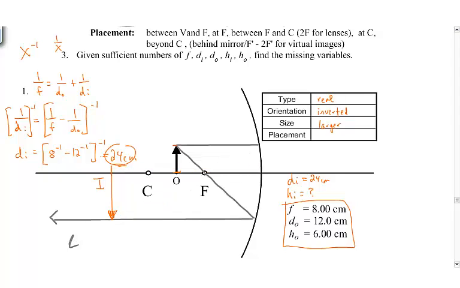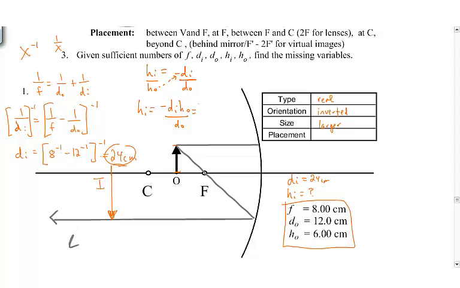Next up, let's find the height of the image. So we're going to use our other equation for magnification. hi over ho is equal to negative di over do. I want the height of the image by itself, so the height of the object has to move to the other side. I'm going to multiply both sides by that value. So hi will equal negative di times ho all over do. I've just moved that ho up to the other side, multiplied both sides by it.